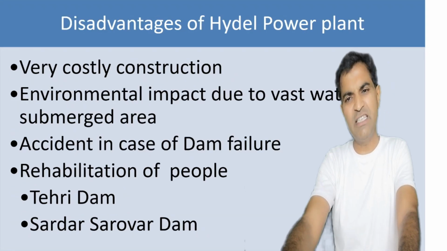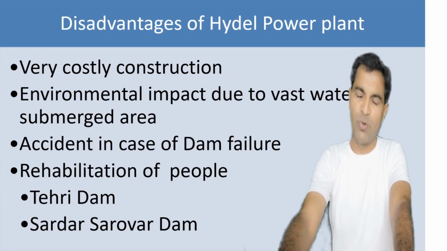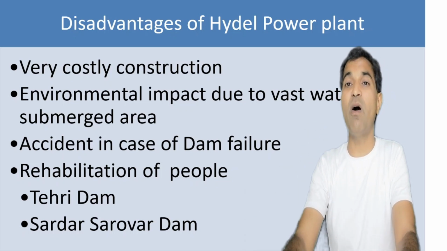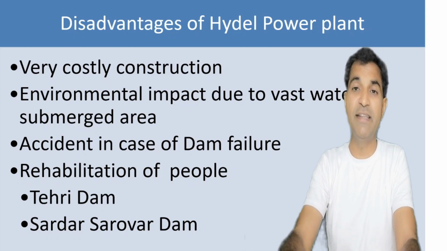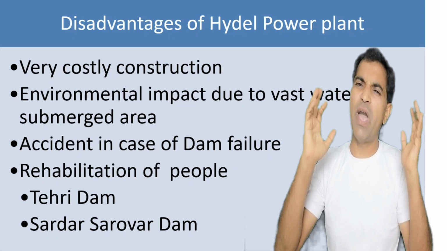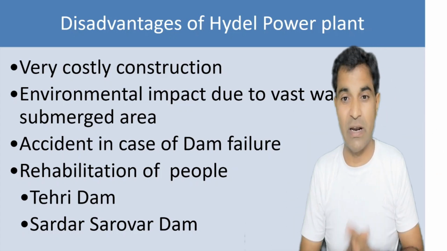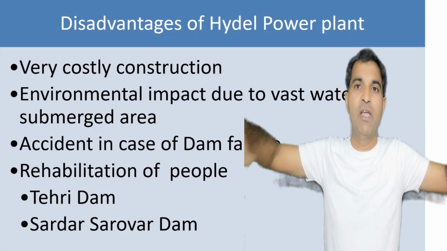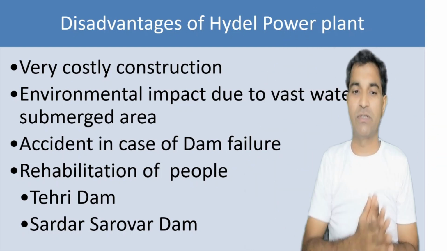Now what are the different disadvantages of the hydropower plant? No doubt there are many advantages, but at the same time hydropower plants also have many disadvantages. Now what are these? The very first disadvantage is that it is very costly at the initial level, because you will have to construct a very big dam to save water from rushing out.